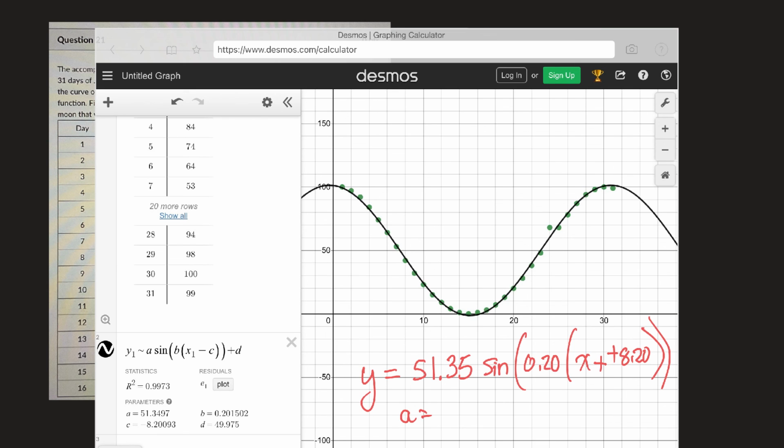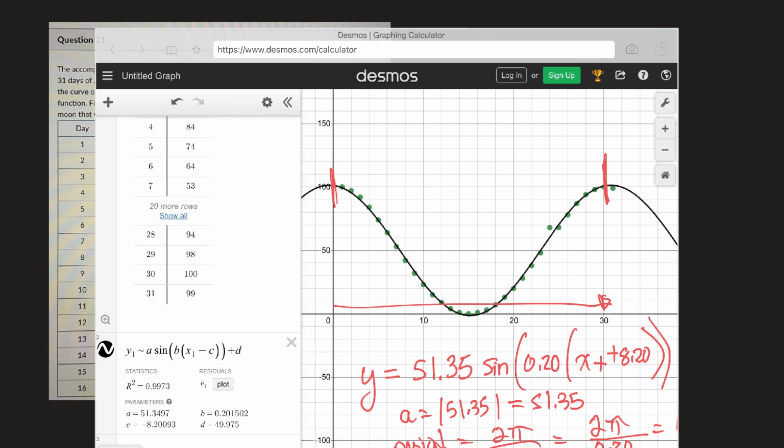If they want to know the amplitude, it's the absolute value of A, so it's just going to be 51.35. If they ask for the period of the graph, it'd be 2 pi divided by whatever B is, so 2 pi divided by 0.2. What's that come out to? 10 pi? 31.4, something like that. Yeah, that'd be about right, because if you start up here and end there, it's doing that in about 30. So 10 pi or 31.4 would be good.